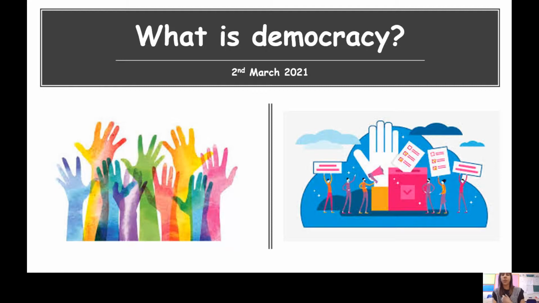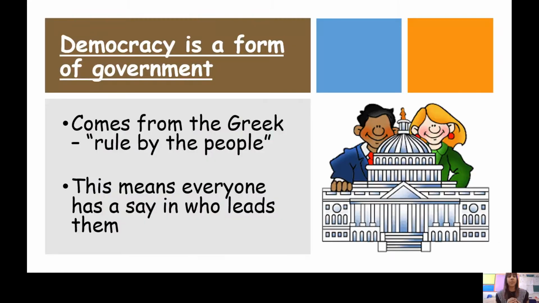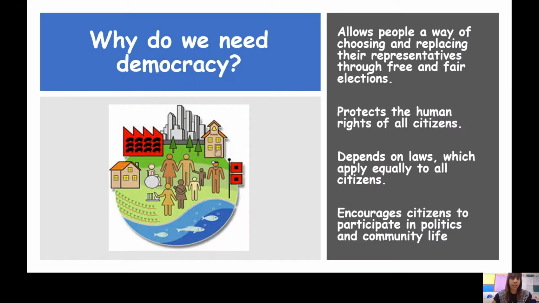Okay, so we're going to be answering the question, what is democracy? So democracy is a form of government, and it comes from the Greek phrase meaning rule by the people, which means that everybody has a say in who leads them. So everybody has an equal chance to have a say in who is going to lead and run the country on our behalf. So why do we need democracy?